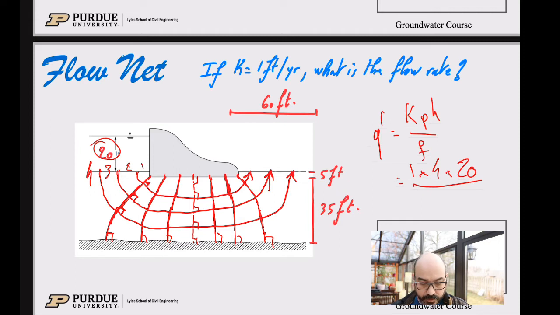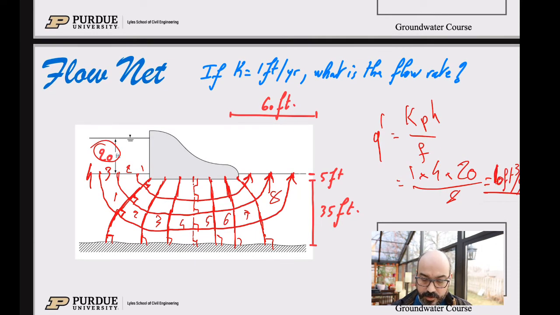And then F is the number of squares. So 1, 2, 3, 4, 5, 6, 7, 8, divided by 8. And that should give you a number. I didn't quite make the calculation, but that looks like 80, right? 4 times 20, 80 divided by 8, about 10. So 10 cubic feet per year per foot of structure.